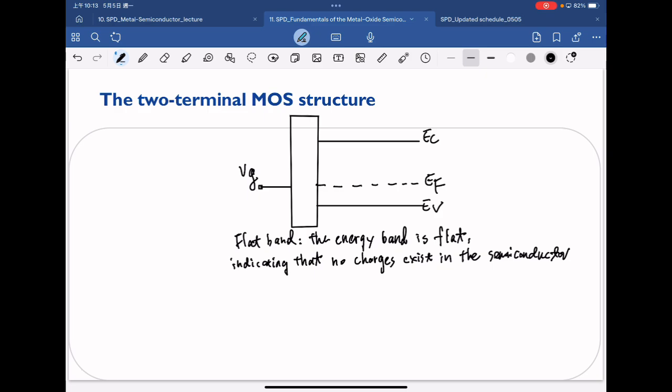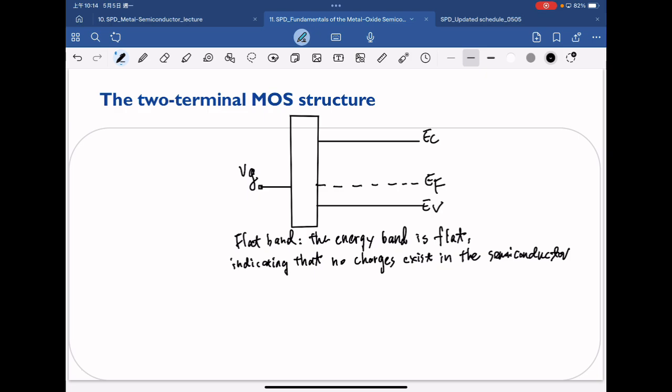So that's the first case, which of course is very difficult. Later on, we will talk about one specific condition to reach in order to make the flat band. But in reality, if you just put the metal on top of the semiconductor, even without bias, the metal work function is not the same as the semiconductor work function. So in reality, at zero bias, you won't get the flat band condition. There's one particular case we will talk about later. But now we move on.